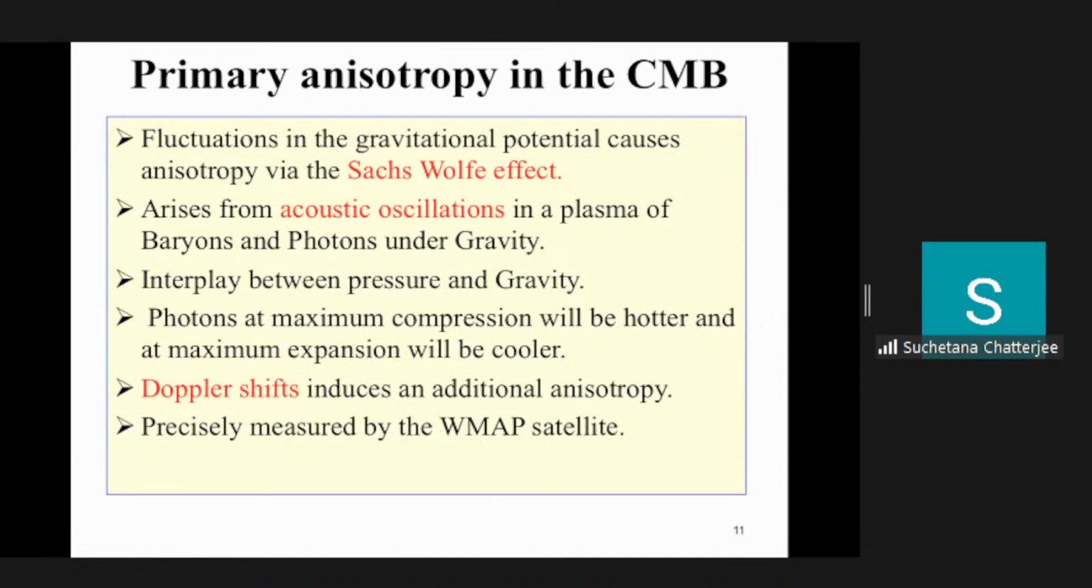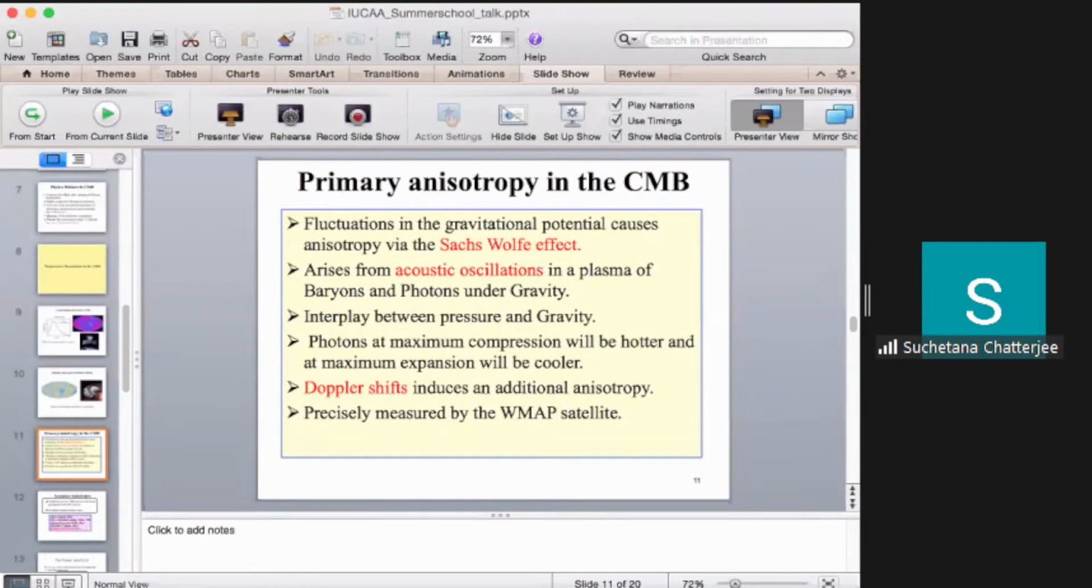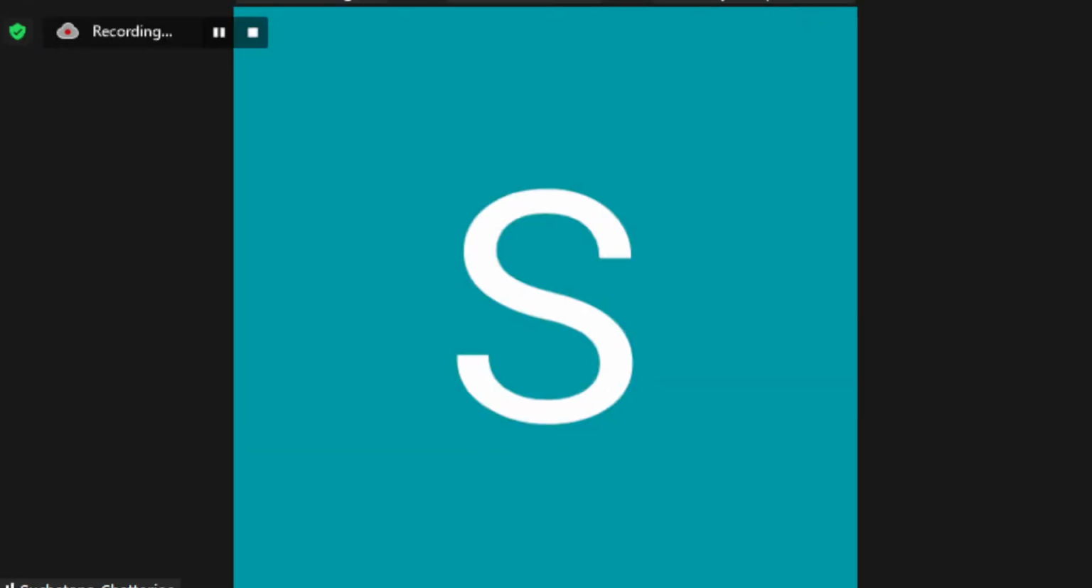Now, what are the sources of this primary anisotropy in the CMB? I will not get into the details because this itself is probably a one month course. So the first thing that causes temperature fluctuations is the fluctuation in the gravitational potential. What do I mean by that? This is what I mean. Let me again share this board and explain.